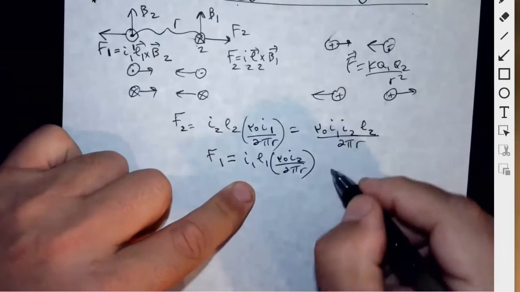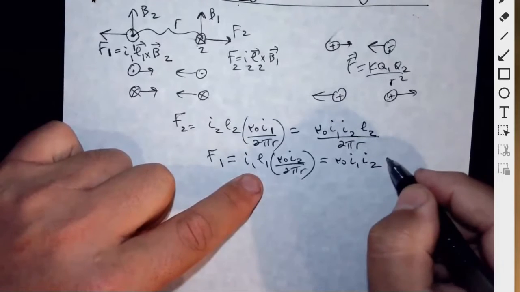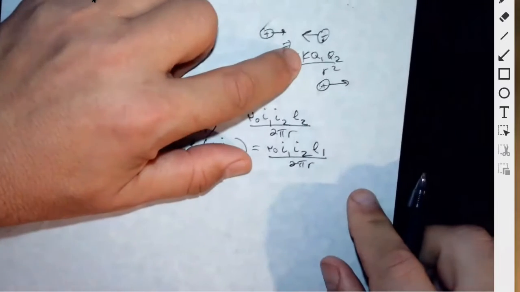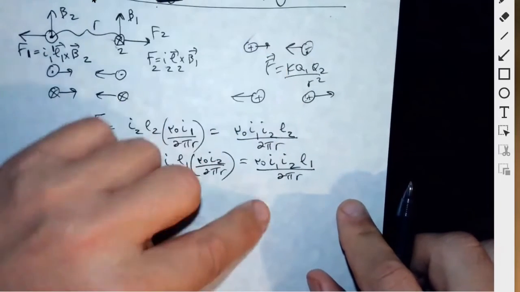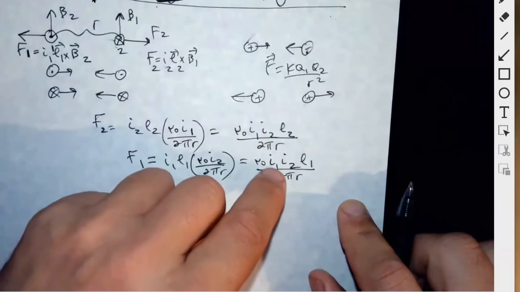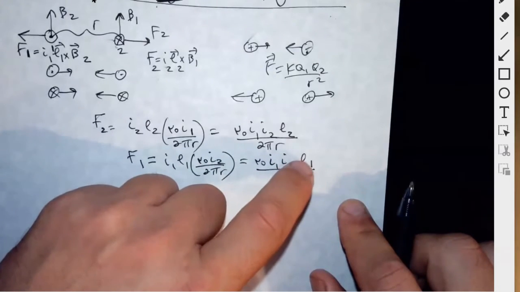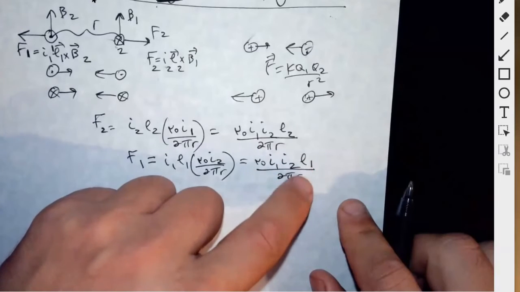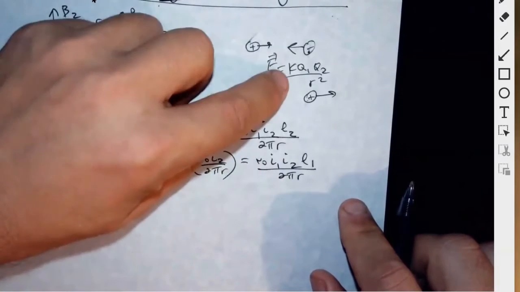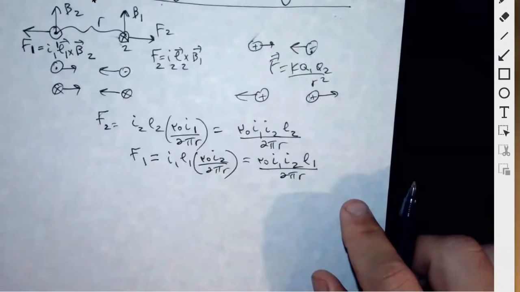And then you have mu 0 I1 I2 L1 over 2 pi R. So it's kind of similar to 1 over 4 pi E0 Q1 Q2. Q1, Q2, that's like I1, I2. The only difference is it's got a unit of length here and another unit of length. Of course, the units of mu 0 are way different than the units of K, so it works itself out so that it's newtons again.